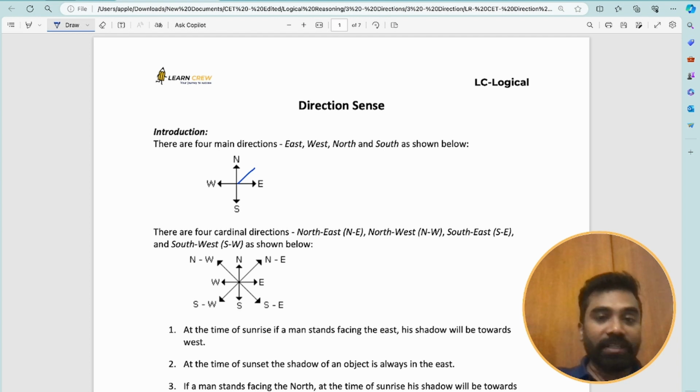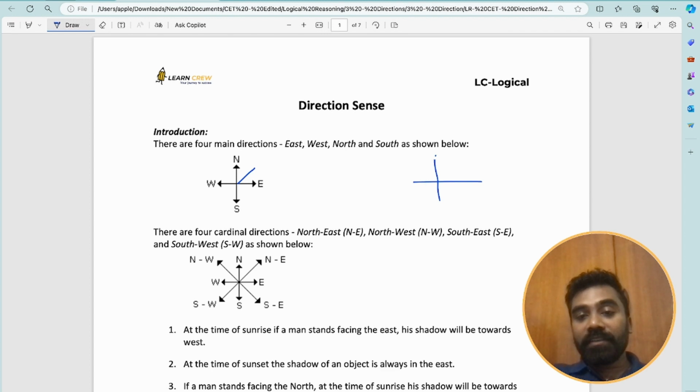Sometimes they mention that all four people in a row are facing east, or all four are facing north. What should I assume? If they are facing east or if they are facing north, both are one and the same. Just go with the same notations you have and start solving the question. North and east are the same, south and west are the same.